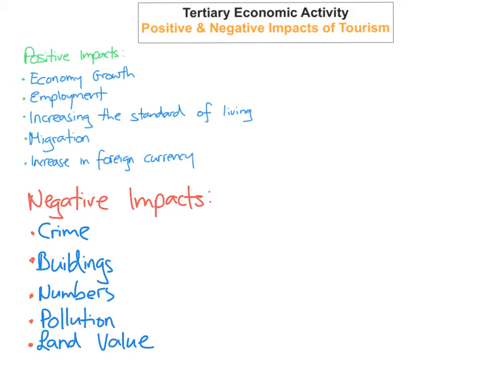Another problem with land value is that sometimes the prices of the houses in the area can be inflated because of the increased numbers of tourists. And this can actually lead to the locals not being able to purchase a house in that area, because the wages that they're on can be considerably lower than, say, people who live in Ireland or maybe the UK. So then they're not able to compete in the housing market.